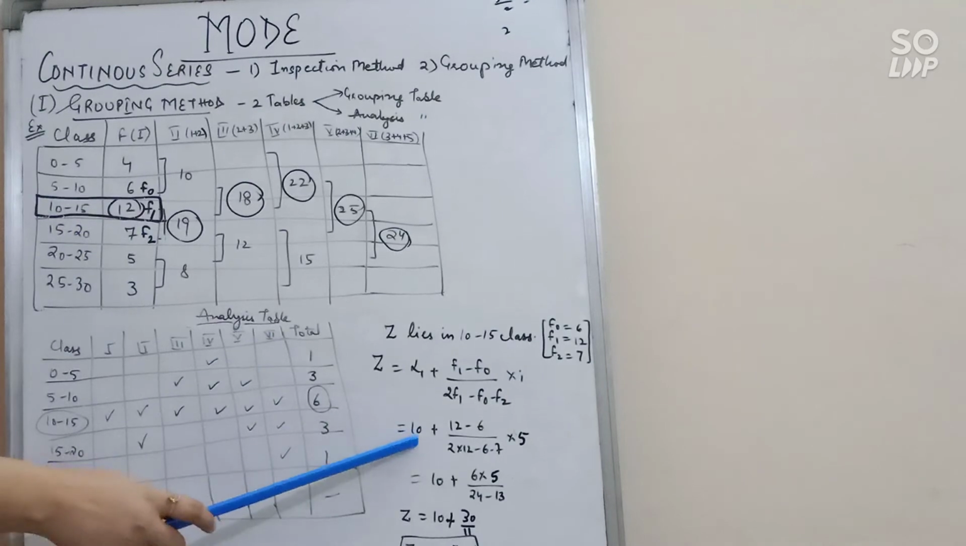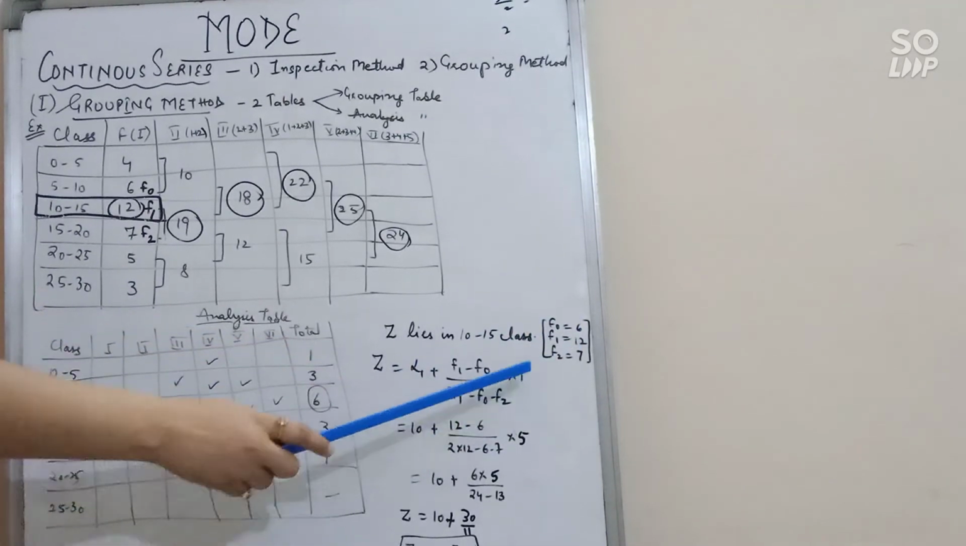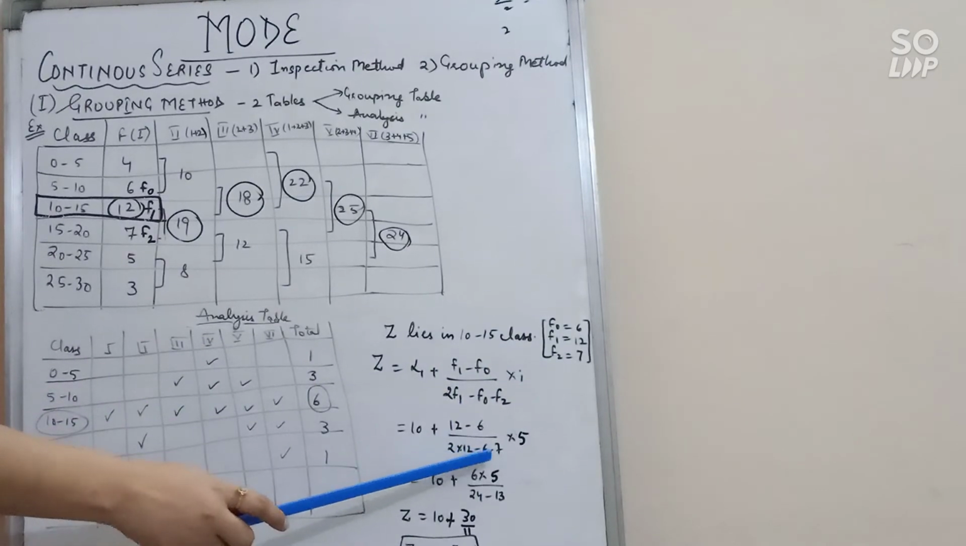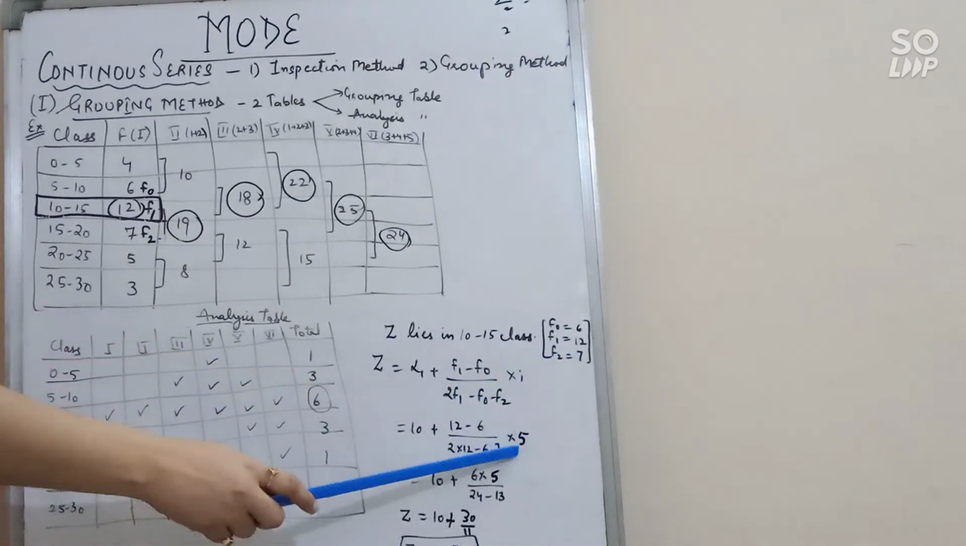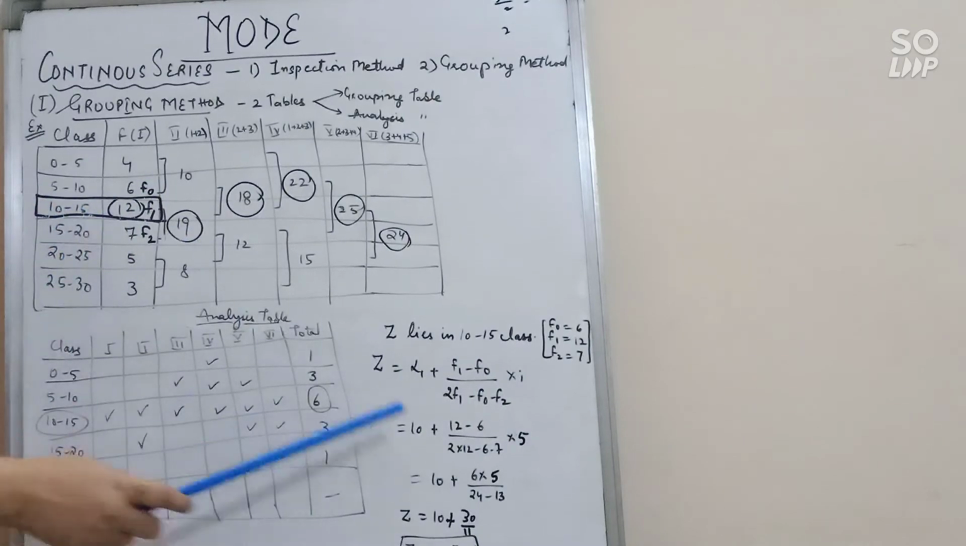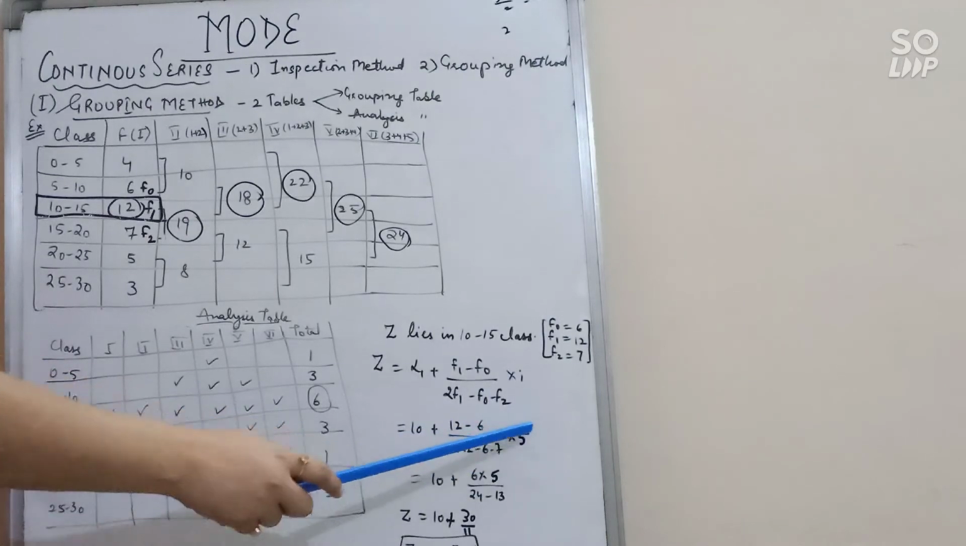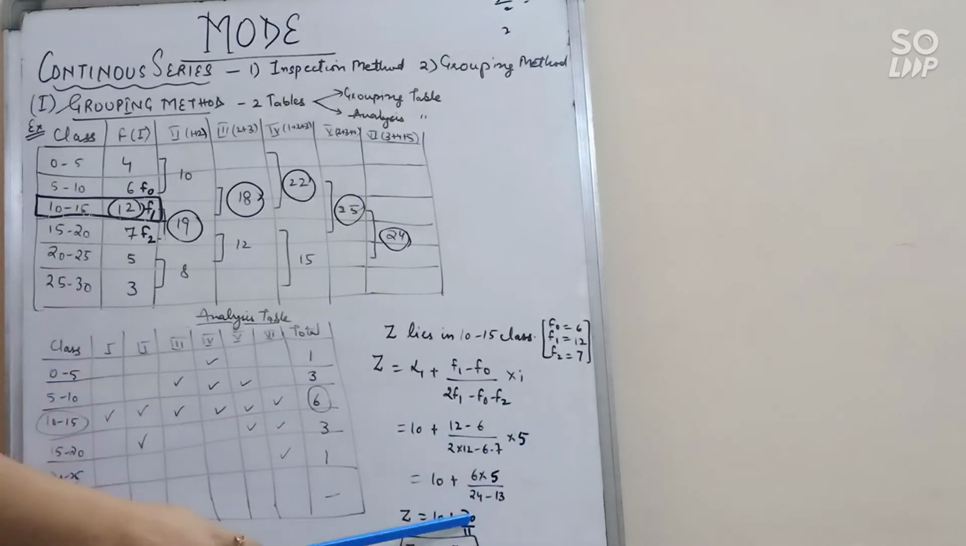So 10 is your lower limit plus F1 is 12 minus 6, that is F0, upon 2 into 12 minus 6 minus 7, that is F2, into I, which means class interval. So check the class interval, that is 5. So 5 you will write here. Now you will again solve this portion first, and after solving we have 30 upon 11. Now 10 plus 30 upon 11, 30 upon 11 will be equal to 2 point something. So when you add, the answer will be 12.7.